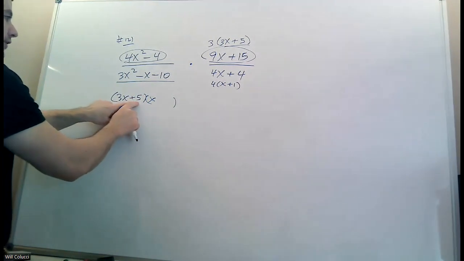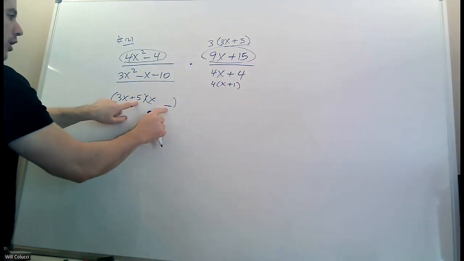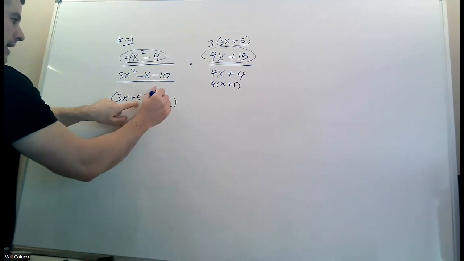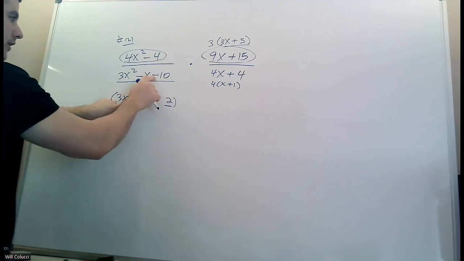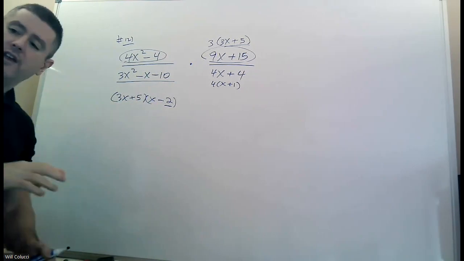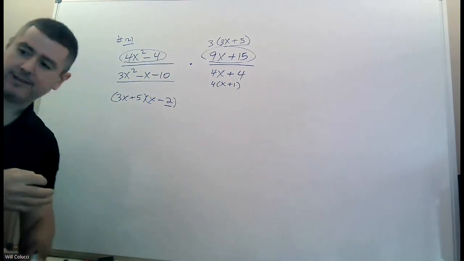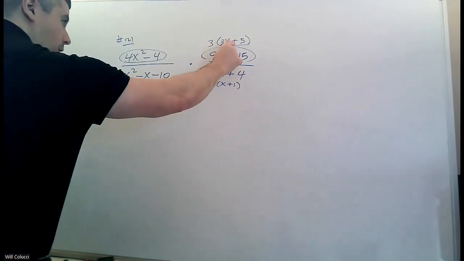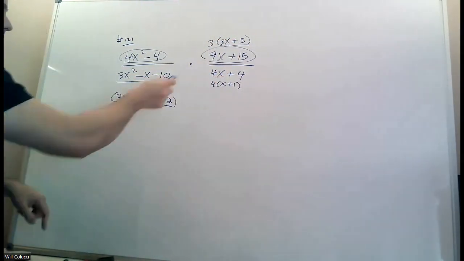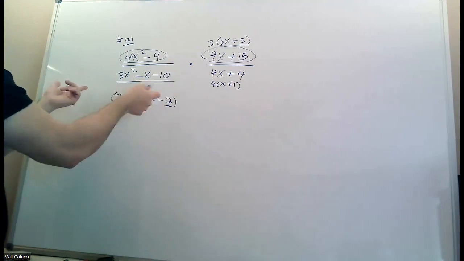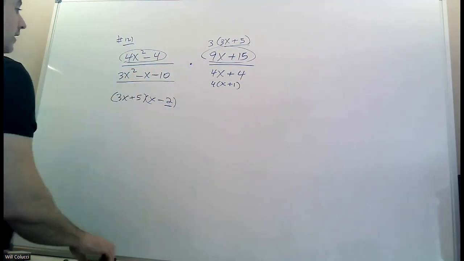Now, if you know that this is 5, there's only one number that can go here to make a 10 when you multiply it, and that has to be a 2. And I also know that the signs are different. So you can factor the bottom without even doing it. If you just use some common sense and look at the top of the other one and say, well, something has to match. And it does. All right.